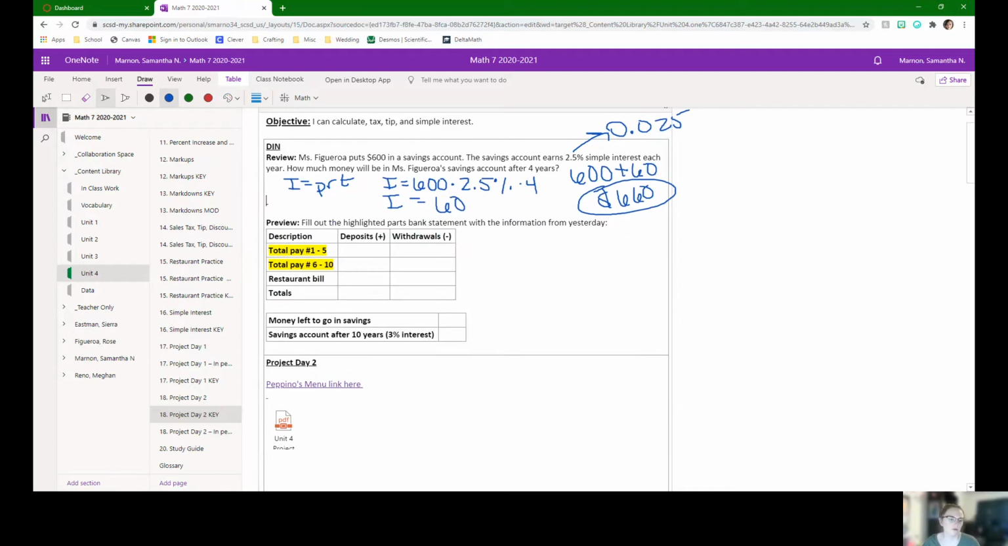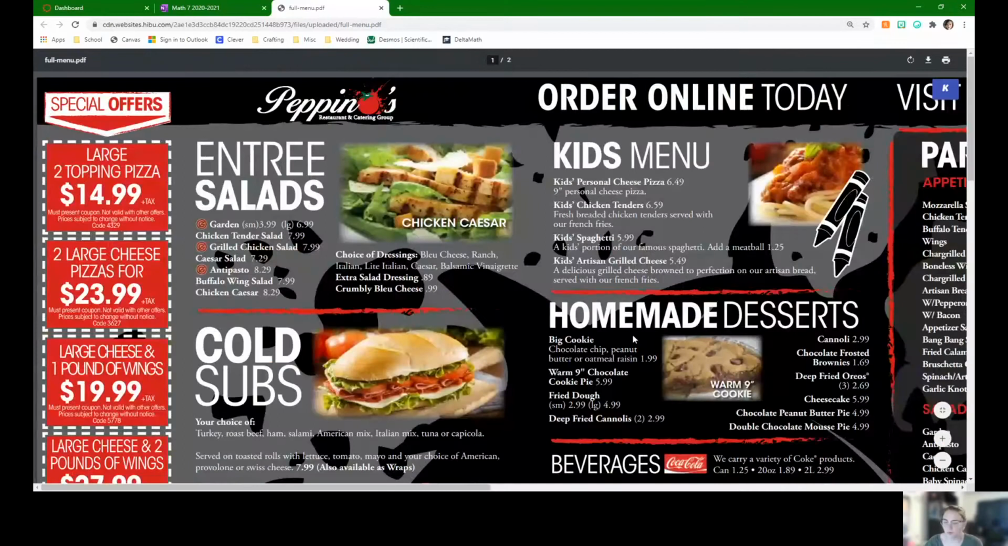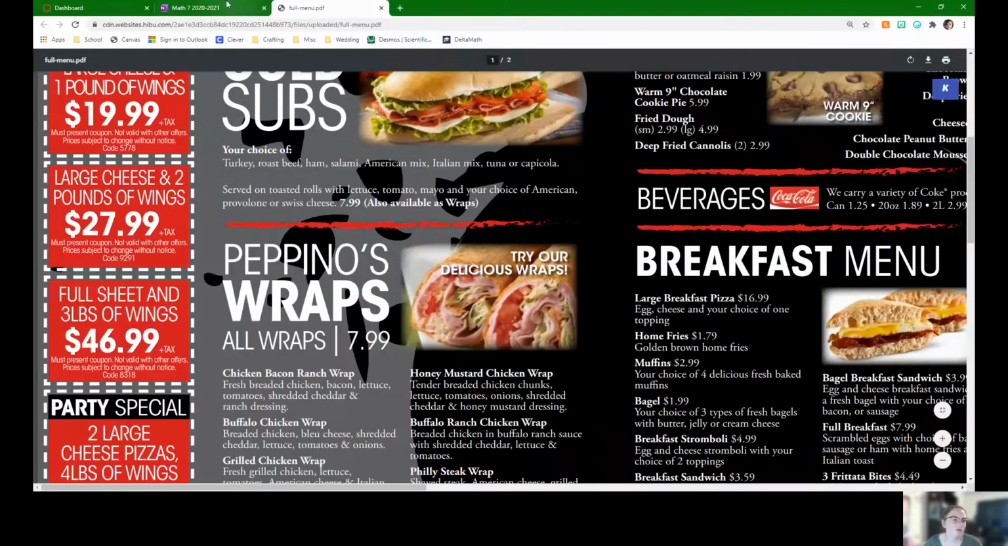If you are virtual, there's a link right here to the Pepinos menu. If I click this link, it'll open right up to this PDF here and you can look at the menu. If you need to zoom in, you should have the option right here on the screen, or you can hit the Control and plus button to zoom in. And you're just going to pick some food today.